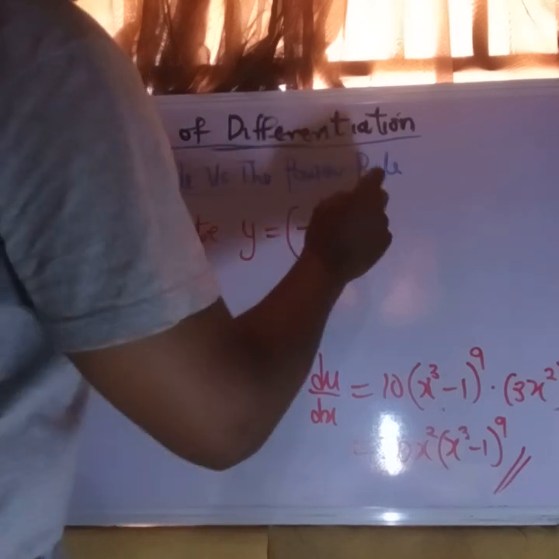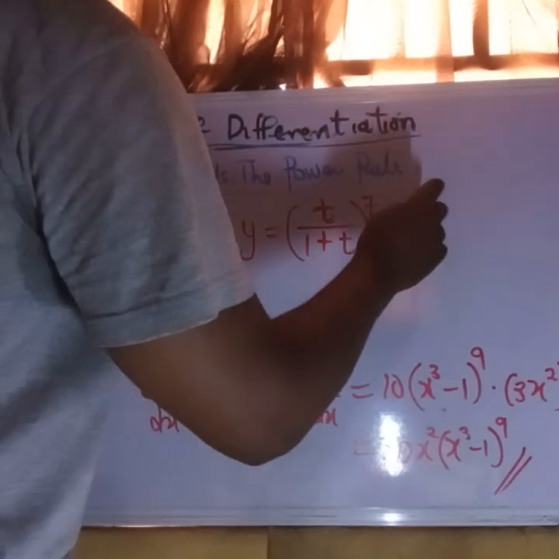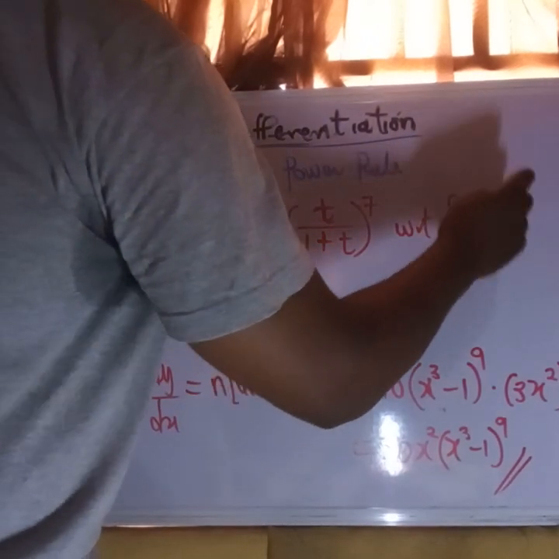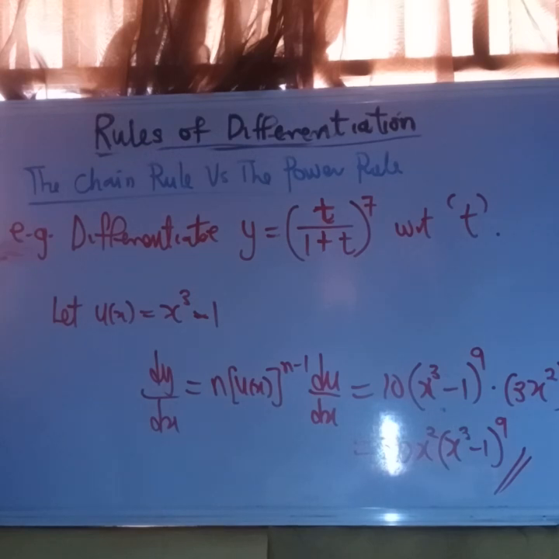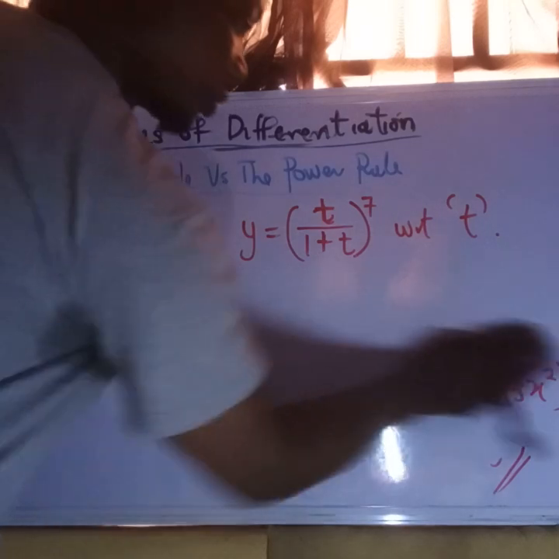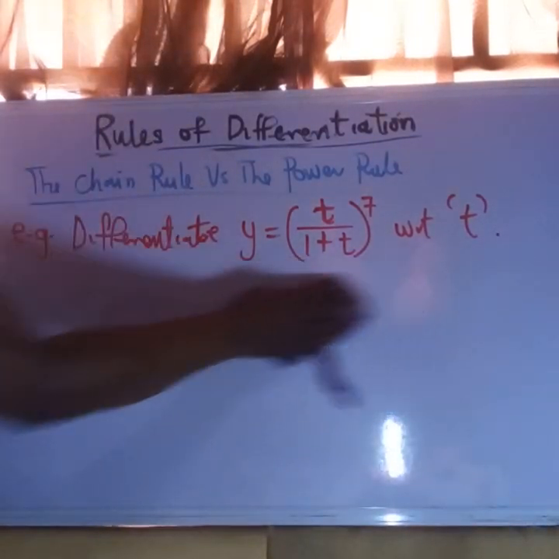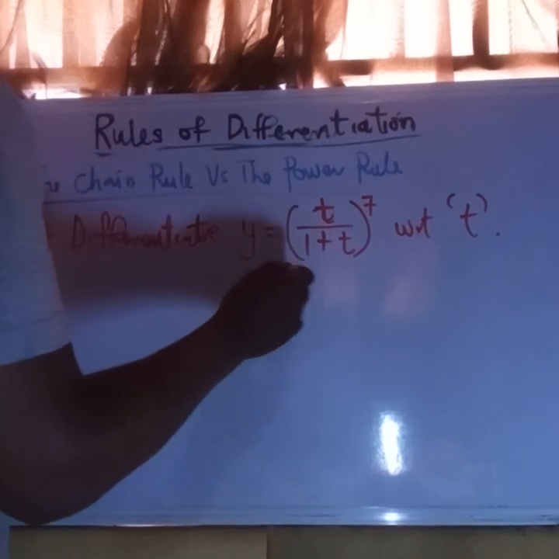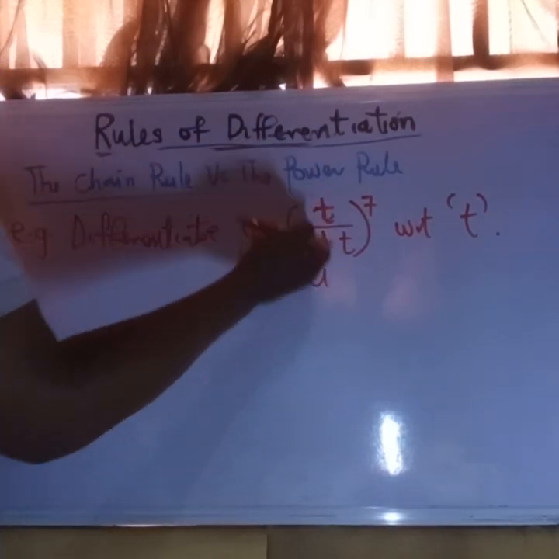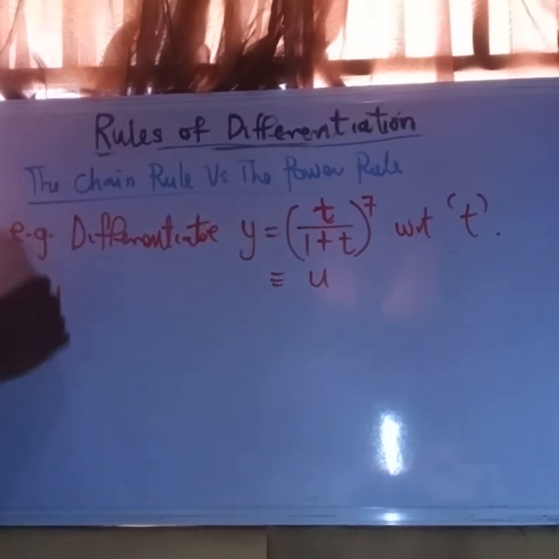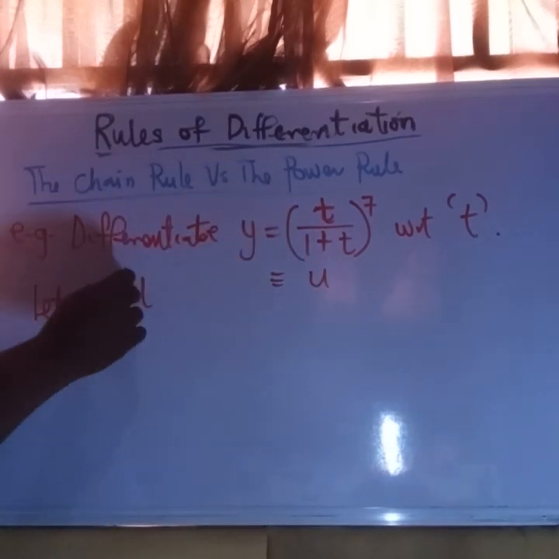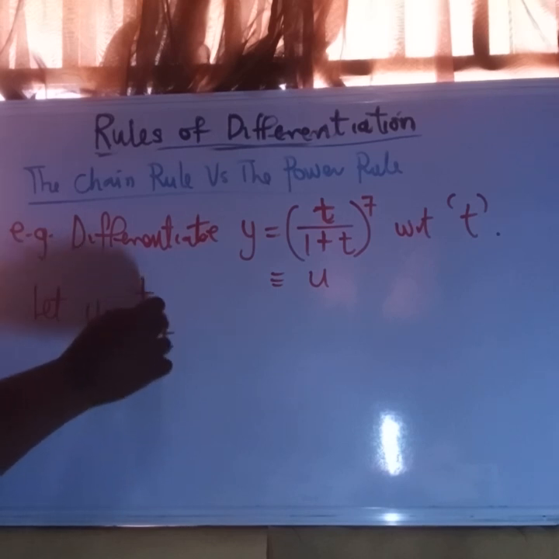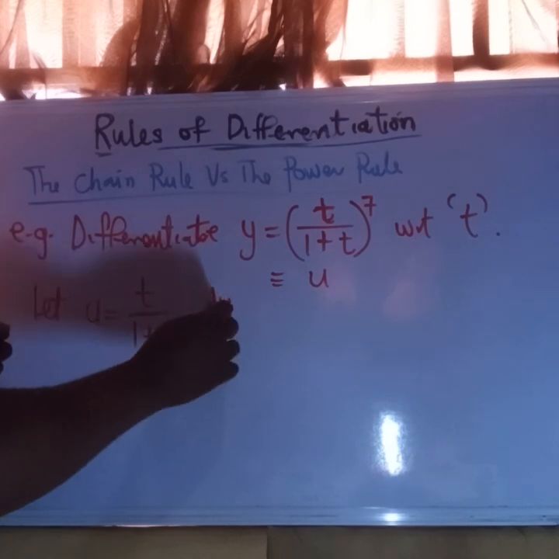Okay, this time the argument here is t. We want to find the derivative of this function with respect to t. By comparison, we see that this is a term u. So let u equal t over 1 plus t. Of course, we need to know what is u prime.